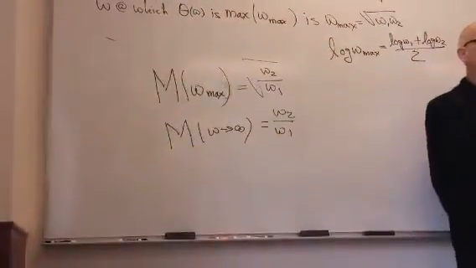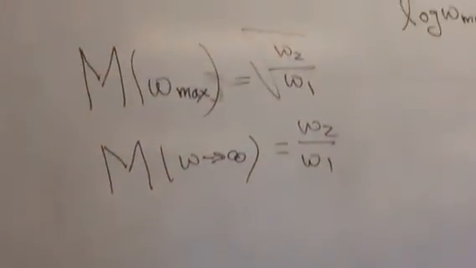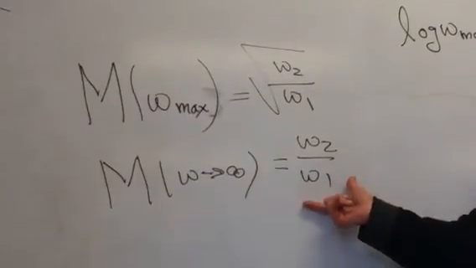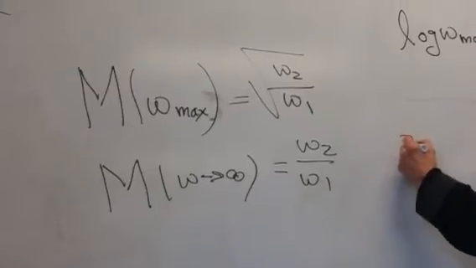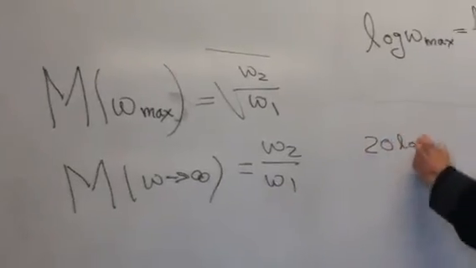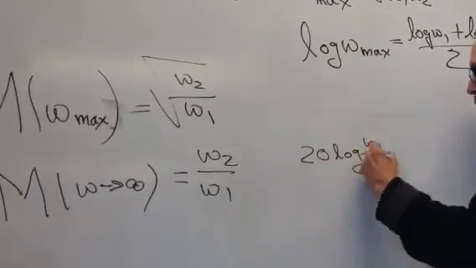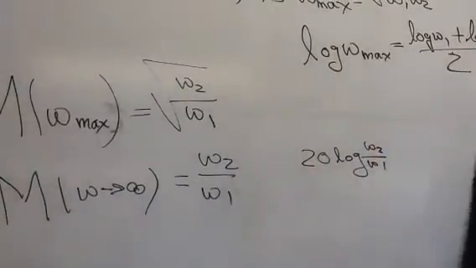Now again, let's go to decibels. We're going to take 20 log of this, right? So in dB, this is 20 log omega 2 over omega 1. What's this in dB?